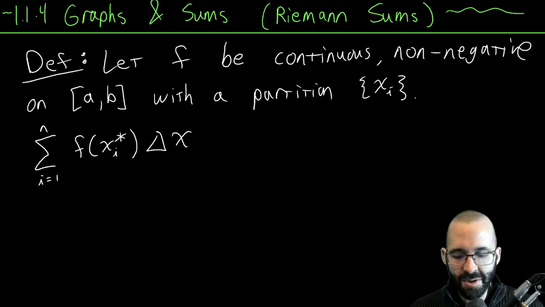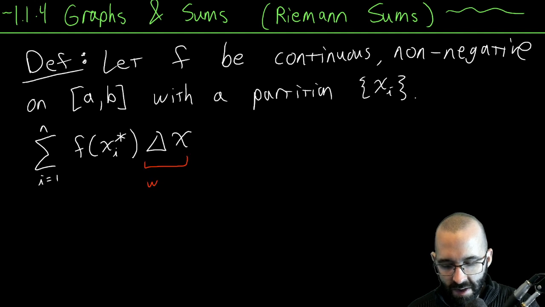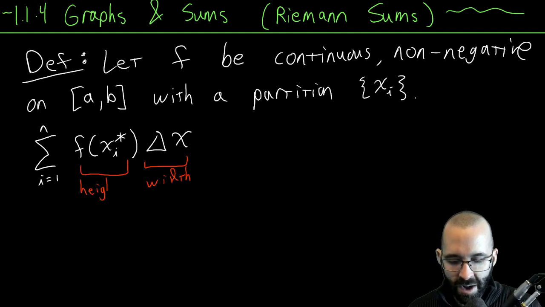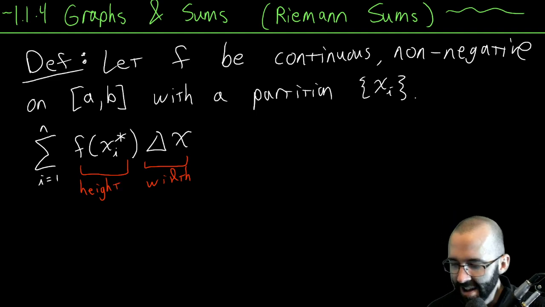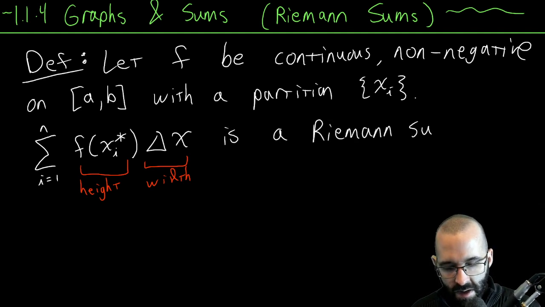Last time we had n equals 4. This is just the width. This is just the height. We're adding all the rectangles together. Nothing new. All right, this is called a Riemann sum for the function f.